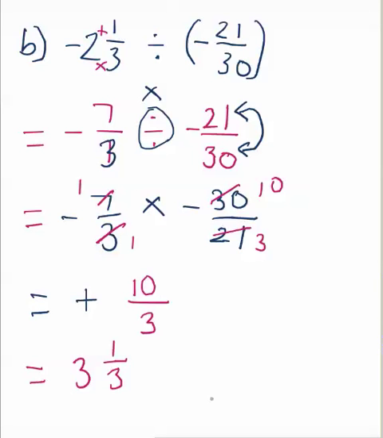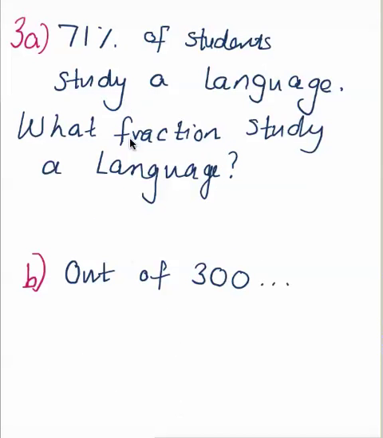Now our next question, it tells us 71% of students study a language, and asks what fraction study a language. Now we know that 71% is actually a fraction out of 100. So the fraction would be 71 out of 100. Now check to see if we can simplify this fraction. 71 and 100, there are no common factors, so we can't simplify it, and that's it.